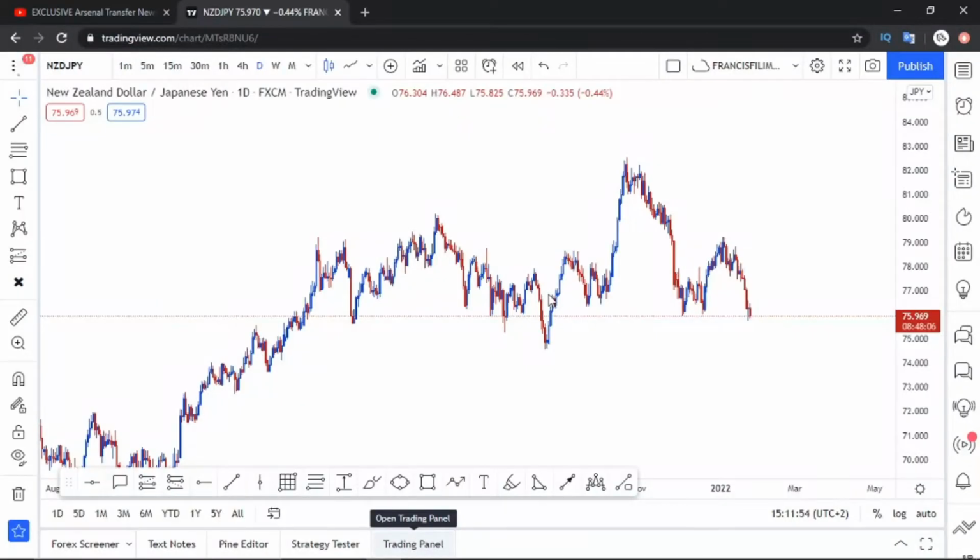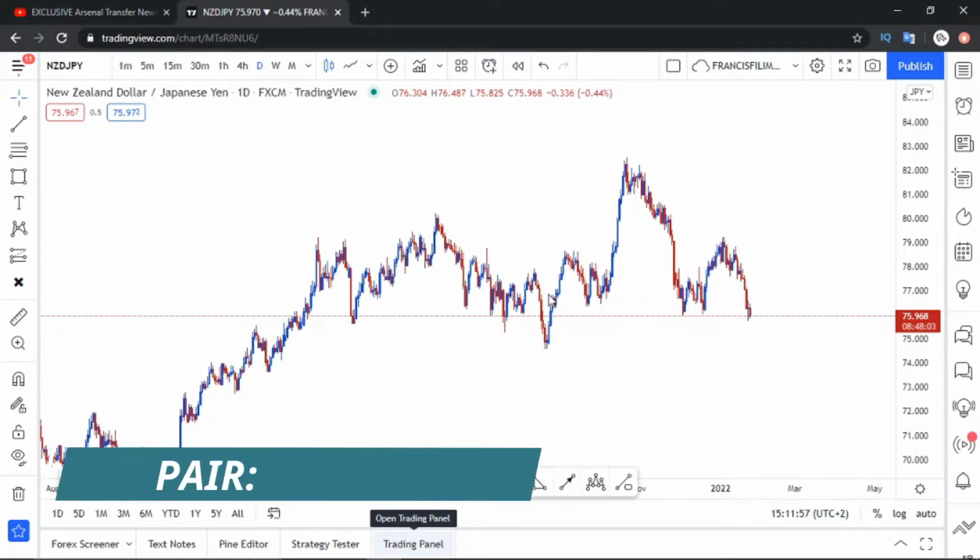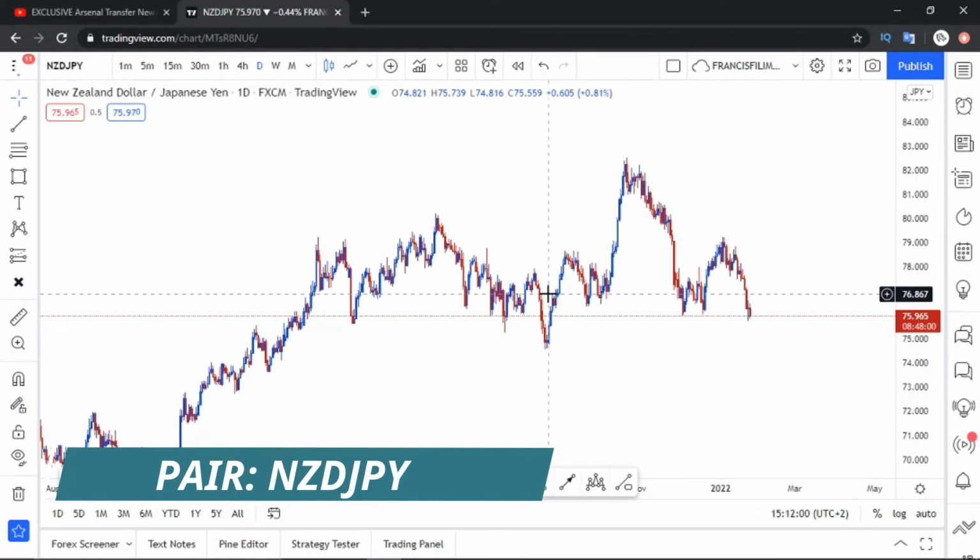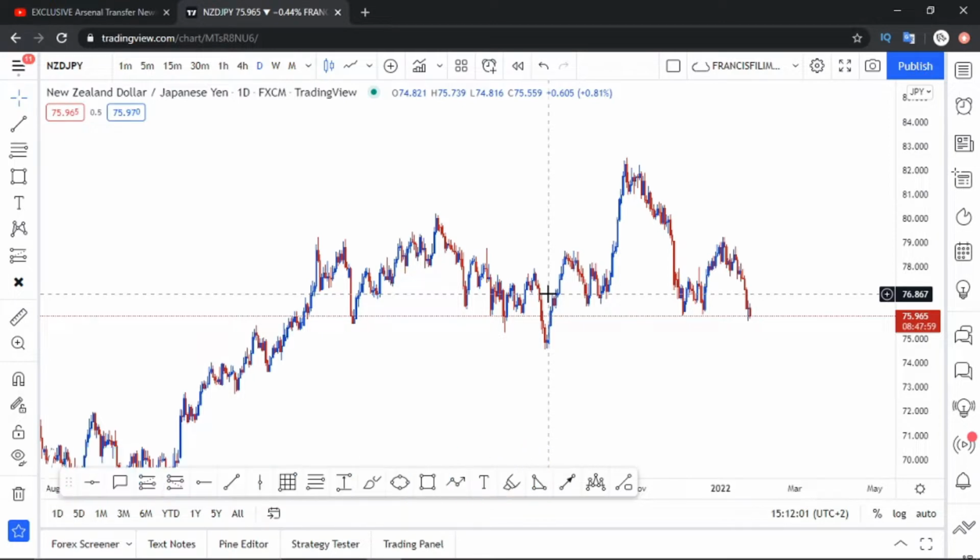So without any further ado guys, let's jump right into the charts and see the opportunities we're seeing for the week ahead. Yes guys, so right now we're on the charts. So the first pair we're looking at is NZDJPY. So let's get right to it and see what we're seeing on NZDJPY for the week ahead.